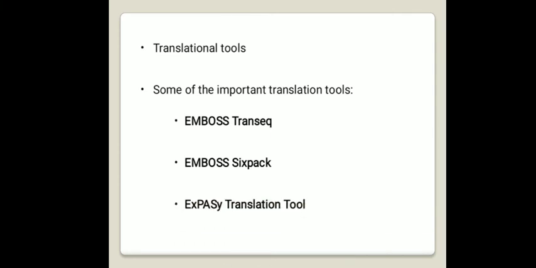Expert Protein Analysis System, or ExPASy translation tool, is developed by the Swiss Institute of Bioinformatics. It is a tool which allows the translation of a nucleotide, DNA or RNA sequence to a protein sequence. Let's see how we can identify protein sequence from a query DNA sequence using the Transeq EMBOSS tool available at EMBL-EBI.